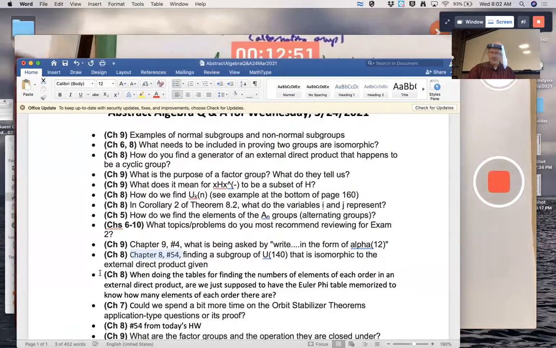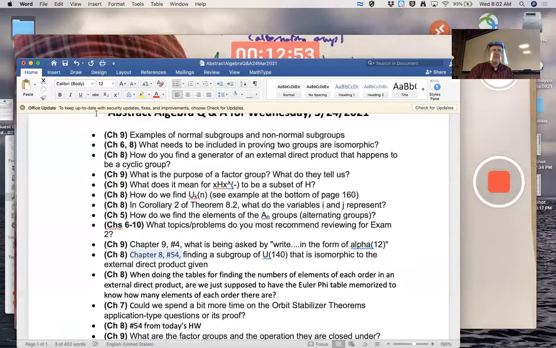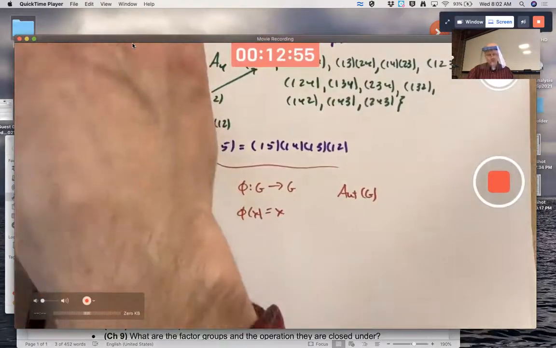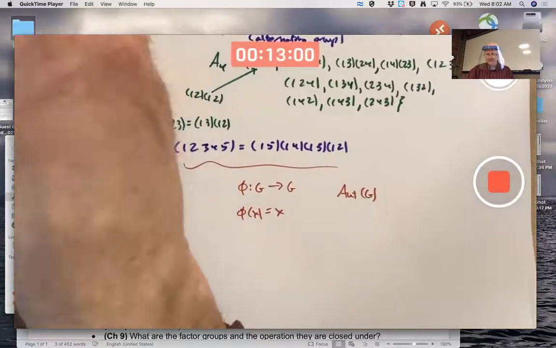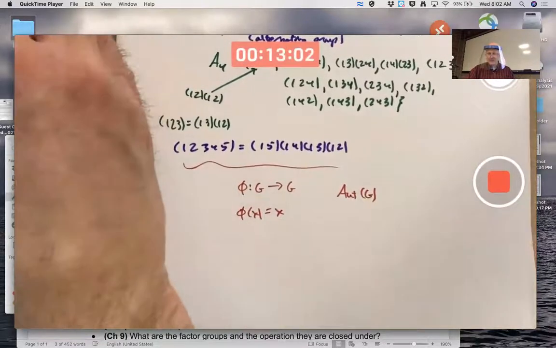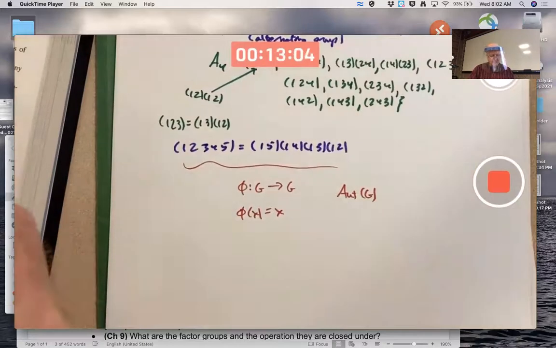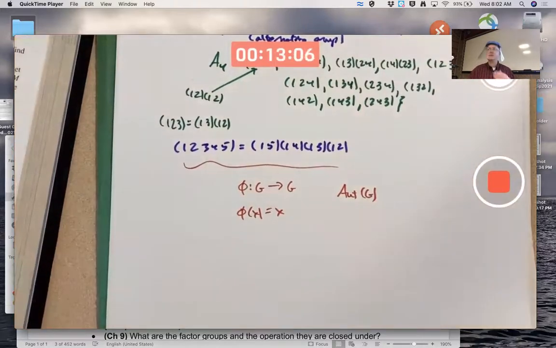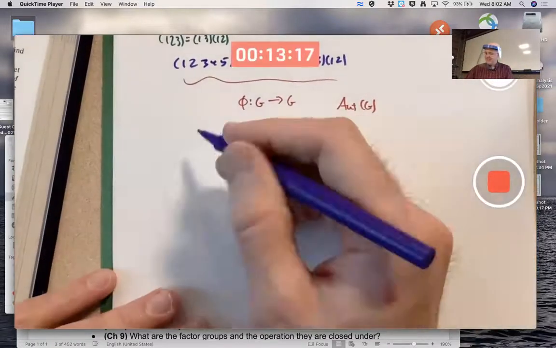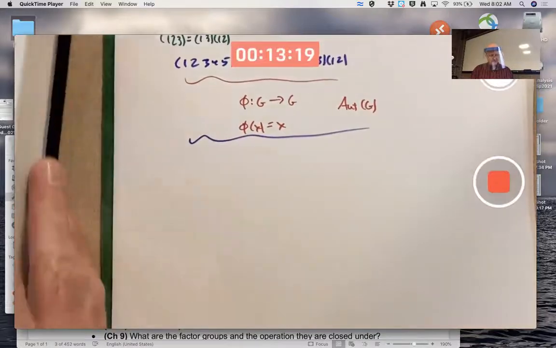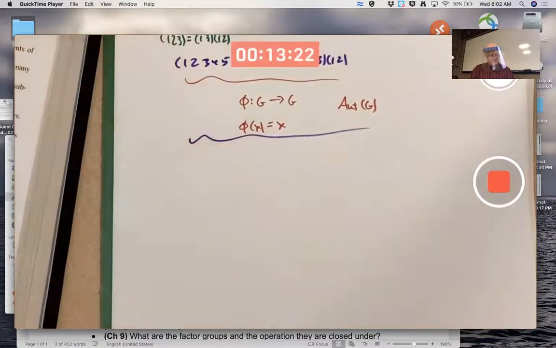Oh, I did want to look at number 54, sorry. A couple of people asked about number 54 on the homework for today. I think in doing 54, besides addressing the isomorphism issue, we can also address how to find the number of elements of various orders. Somebody did ask about the Euler phi function. Do you have to memorize values of the Euler phi function, for example? We can talk about that in the context of number 54, chapter 8.